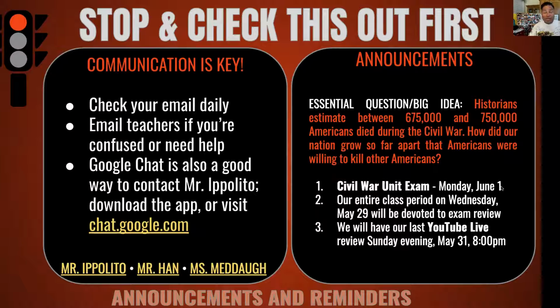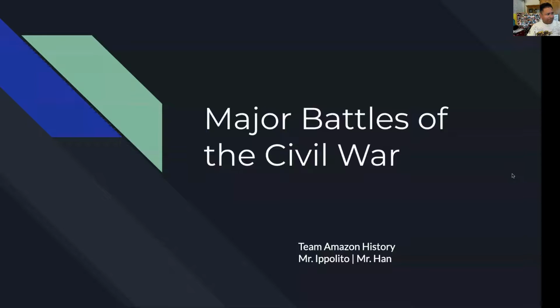For the Civil War Unit Exam, we're going to have one remaining exam, and that is going to be on Monday, June 1st. That is the last exam that we're going to take in class, and it's going to be on antebellum America and the Civil War. The entire class period before, on Wednesday, May 29th, is going to be devoted solely to exam review. And then we're also going to have a YouTube live review on Sunday evening, May 31st at 8 p.m. We're going to go over major battles of the Civil War, and Mr. Hahn is going to take that in just a moment.